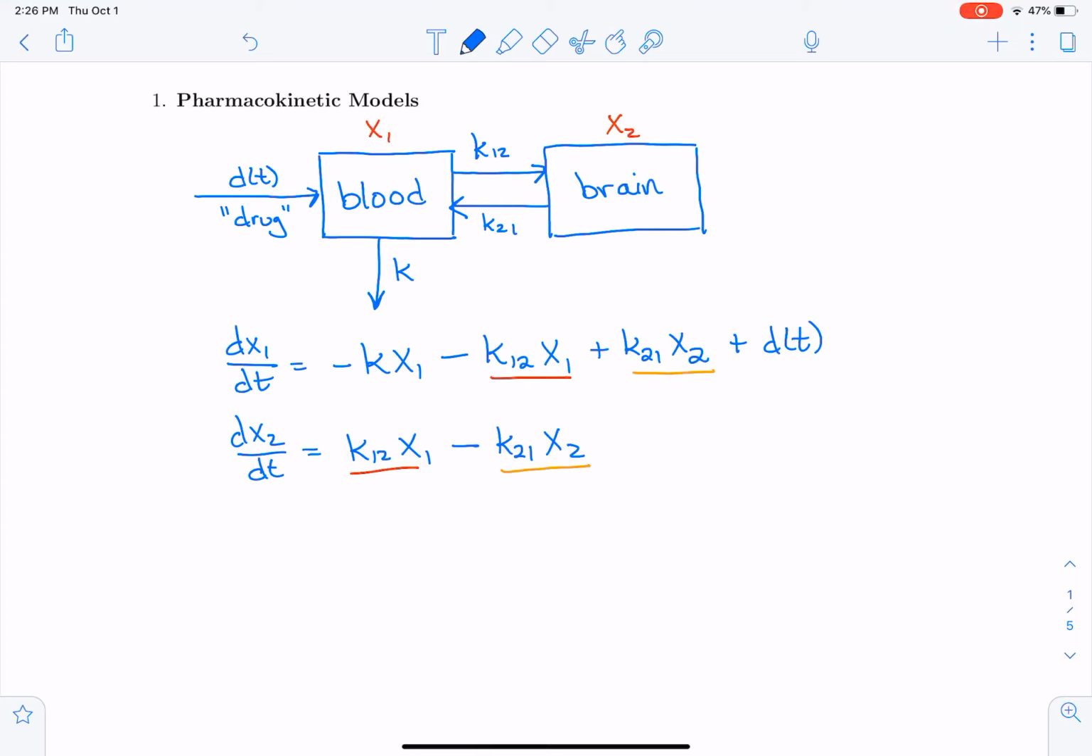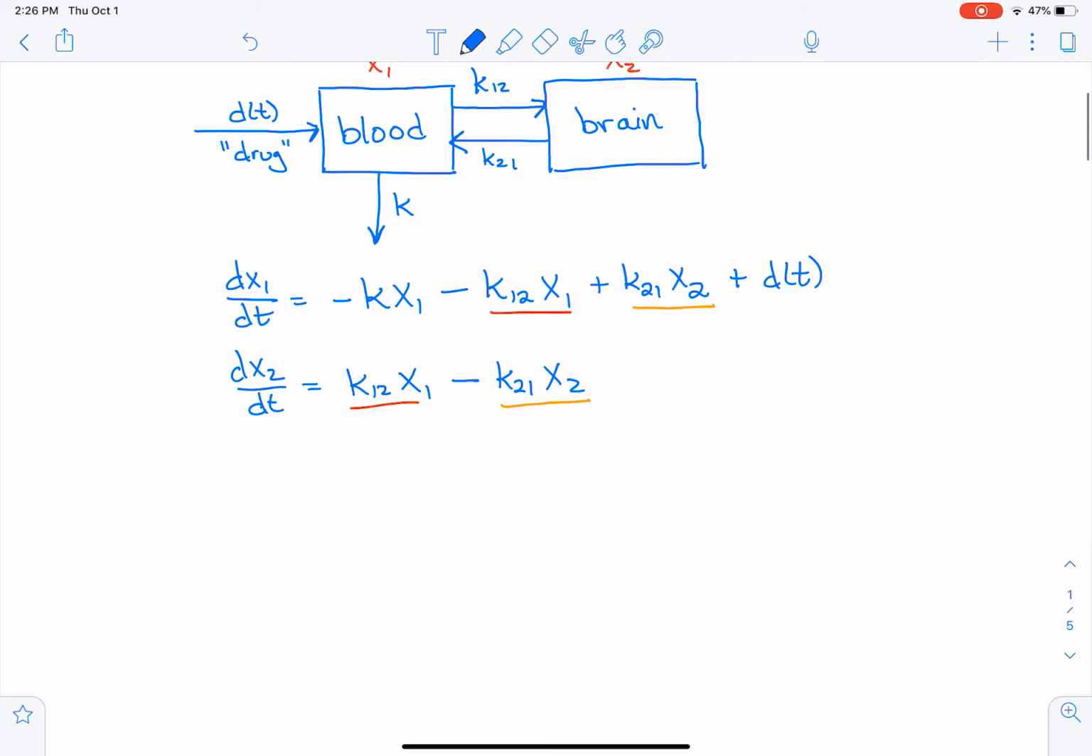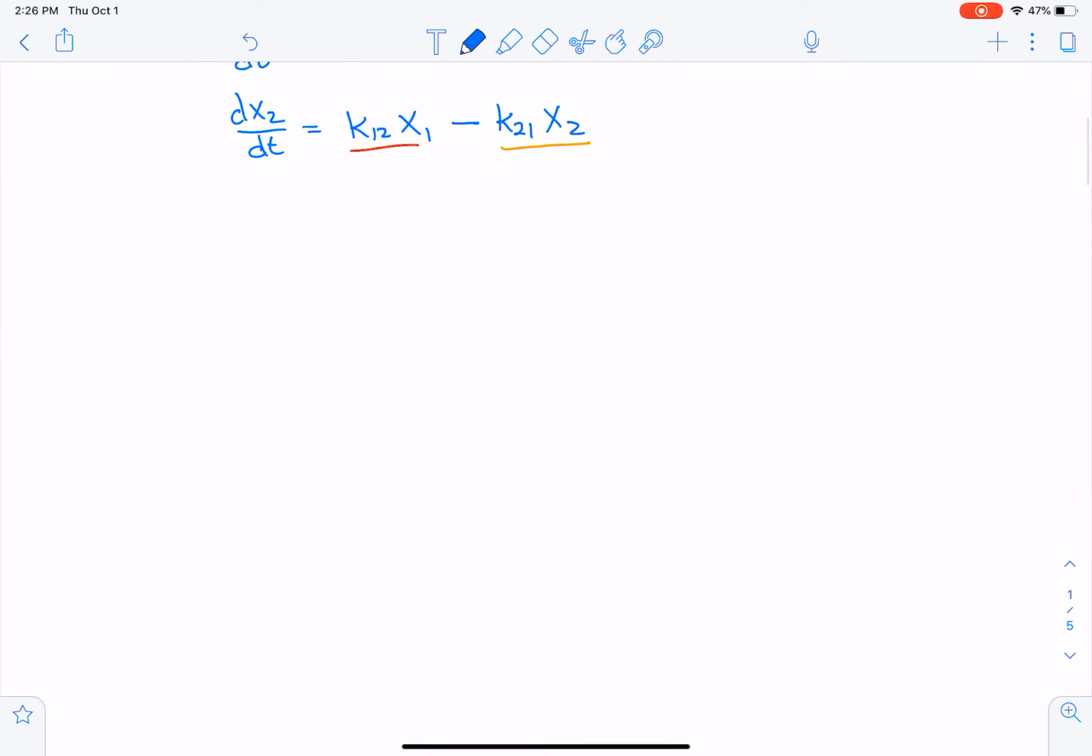Now that's a simple compartment model that only has two compartments, but we could also have one with three compartments. Okay, so here I'm going to put one compartment in the middle. This is going to be where the drug is going to flow into your bloodstream.